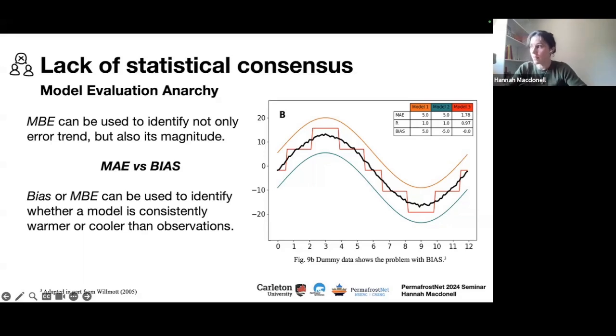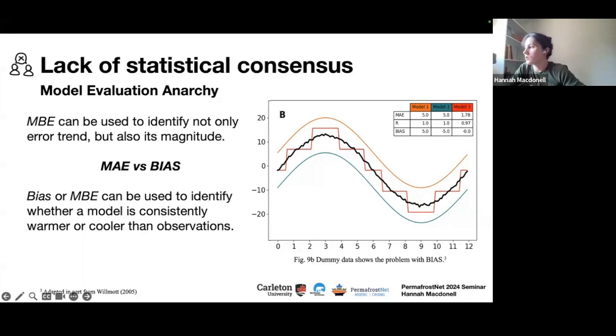In contrast, though, without the addition of an absolute error-based statistic, we actually might look at model 3 here, this janky kind of stepwise red model, as the perfect model. And that's because we have all of this positive and negative error that cancel each other out. So it ends up with a mean bias error of 0. So this kind of shows how these 2 metrics really complement each other.